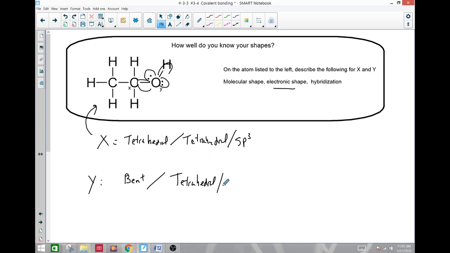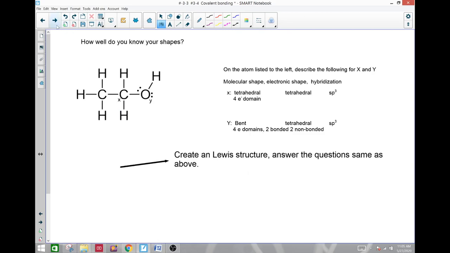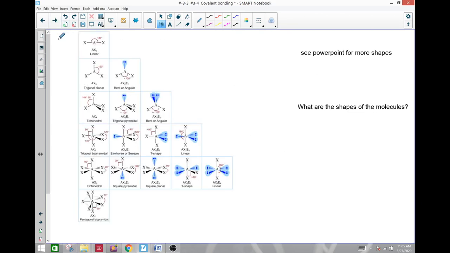And 4 things, 4 domains, 4 things, sp3. All right, and there we go. There's our answers. Moving along. Just again, PowerPoint. There's other resources on these shapes. Shapes are important. Okay.